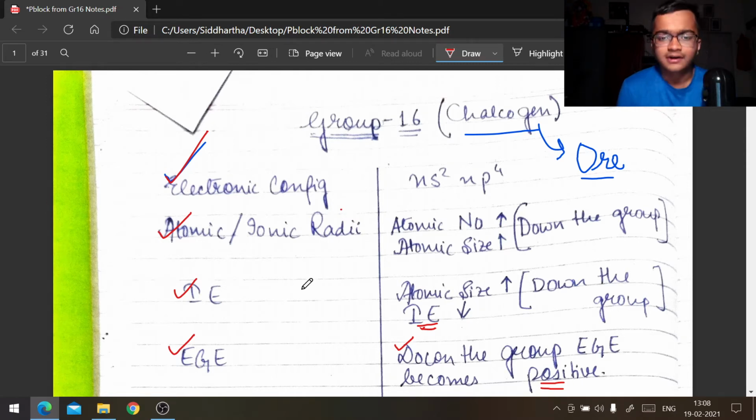Okay, the atomic radii going from top to bottom in the periodic table: the number of quantum shells increases and the atomic size also increases. And for ionization enthalpy going from top to bottom in the group, the atomic size increases, so the amount of energy required to remove an electron from the outermost valence shell will be less, because of the lower effective nuclear charge with the increase of atomic size.